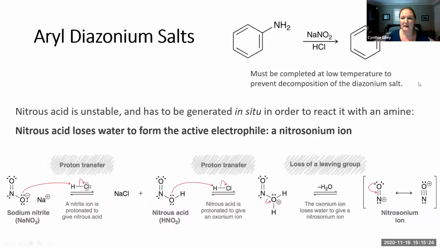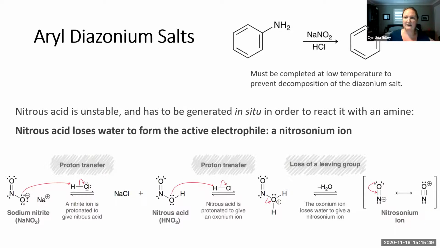Note that the reaction to form the diazonium salt must be kept at low temperature. And that's because the diazonium salts are very reactive. So to mitigate their reactivity, we keep them at low temperature. This prevents decomposition or reaction of the diazonium salt to prepare something undesired.